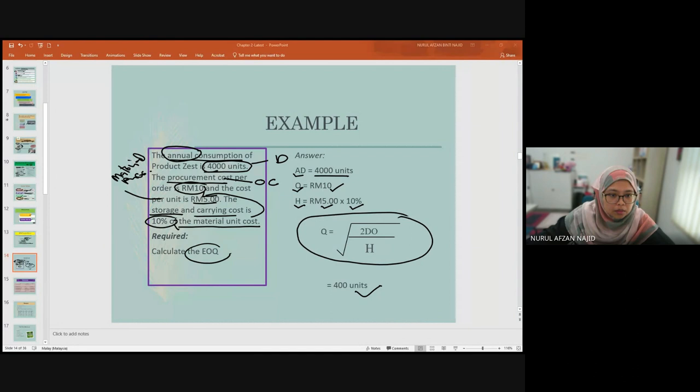So, that is how you answer the question by using the formula method. Okay, ingat ya. Sebab kita nak pergi tabulation method pula ni. Hafal dah terus formula tersebut. Punca kuasa 2, 2 darab 2 DO bahagikan dengan H. 2 DO bahagi dengan H.